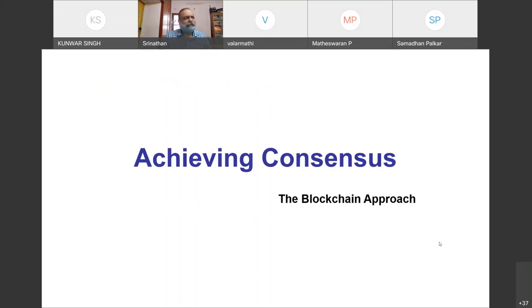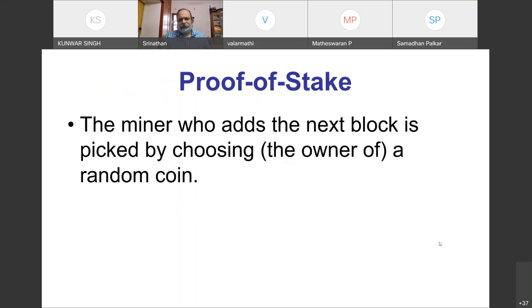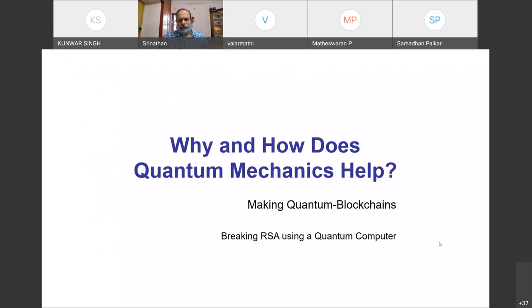So let us summarize what we have done. We saw how several proof of X schemes work, how the practical Byzantine agreement protocol works, and how the blockchain approach works. So the blockchain approach is clear. Now, given that, let us move ahead to the future. I look at the future based on quantum mechanics, for example, and I will also see the future of the problems that we can solve. So how does quantum mechanics help in this whole approach?